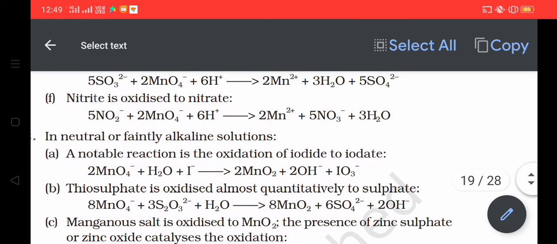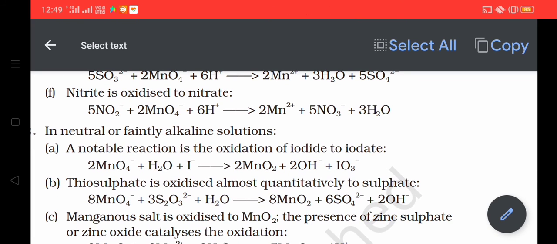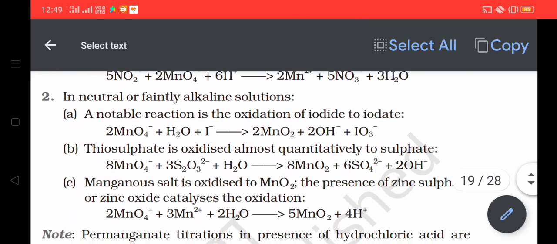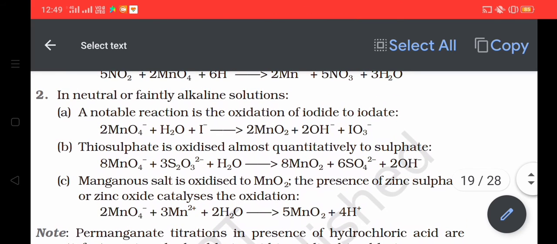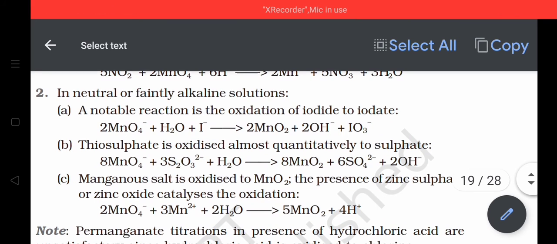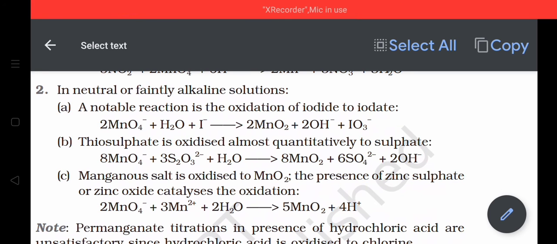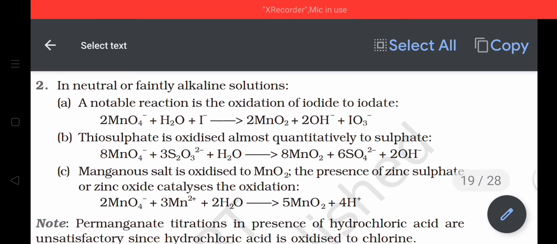Next, nitrites are represented as NO2 negative. They are converted into nitrates, that is NO3 negative. MnO4 negative is changed into Mn2 positive, again oxygen is changed into water. But in neutral or in alkaline medium, different products are formed. For example, if you take MnO4 negative in presence of water and iodide ions, they are converted into MnO2, manganese dioxide, plus hydroxide ions, OH negative, plus iodate ions, that is IO3 negative ion. This equation is very important.